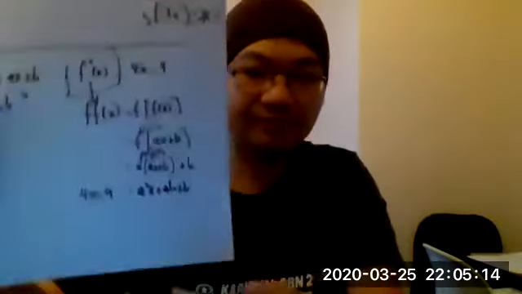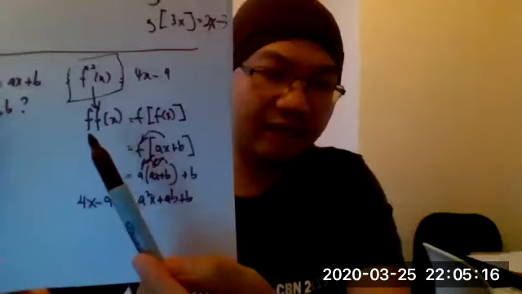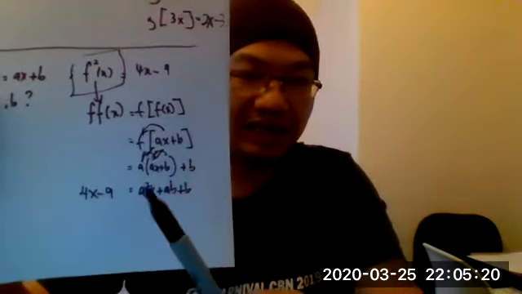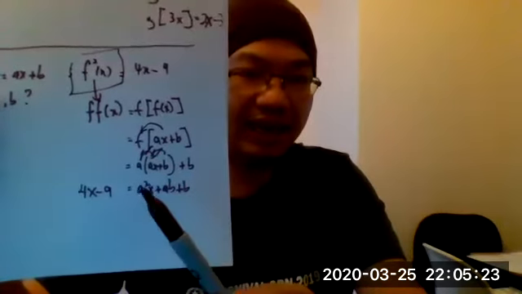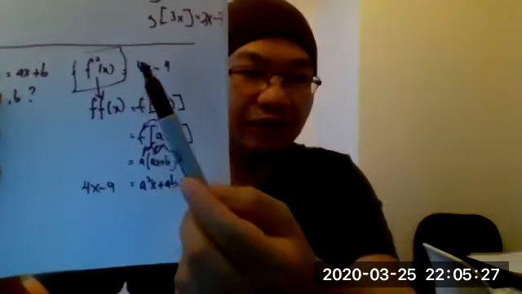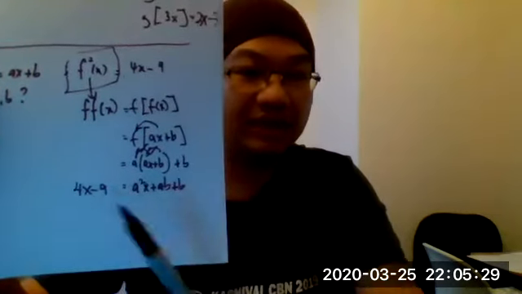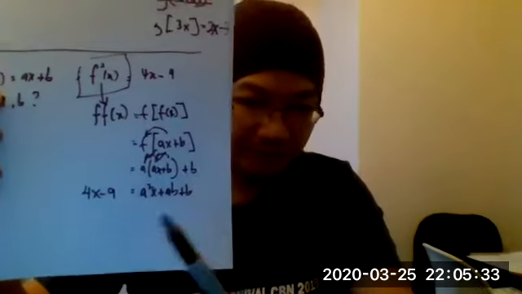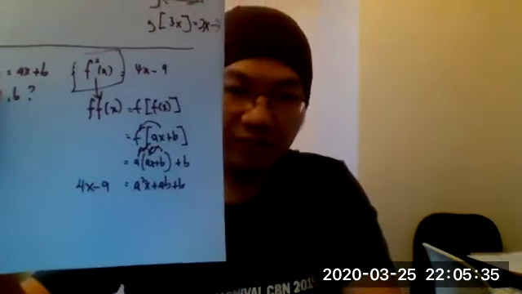It becomes like this. Since f composite f, we already obtained the function a squared x plus ab plus b. This whole expression equals, from the information, 4x minus 9. Both of them are equivalent. Now we want to find a and b.